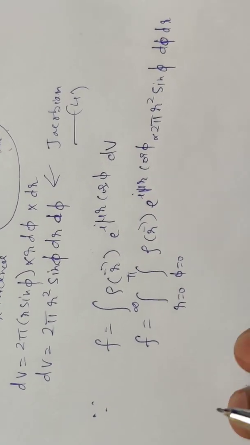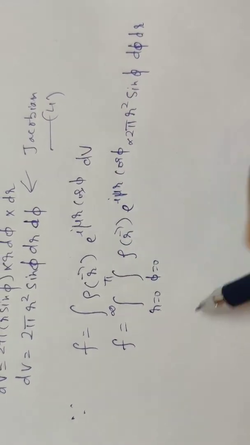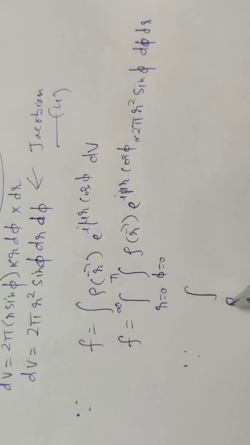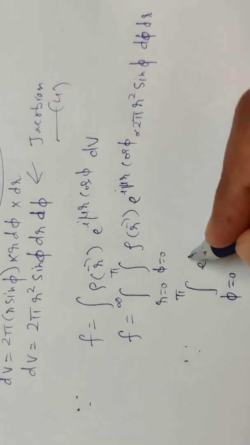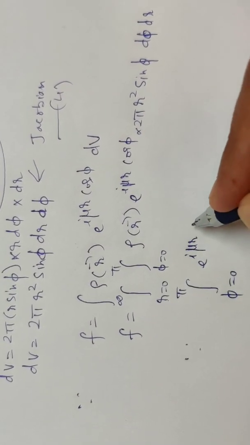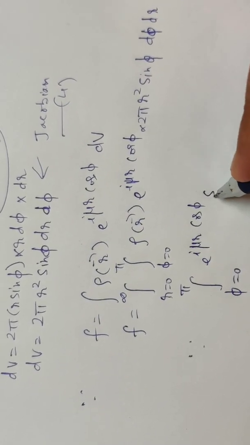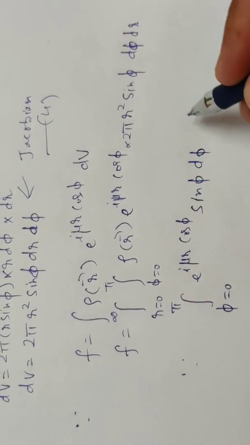Now I will solve first for this integral. First of all, we will solve the phi integral, from 0 to pi, of e raised to iota mu r cos phi into sin phi into d phi. We will solve this integral.